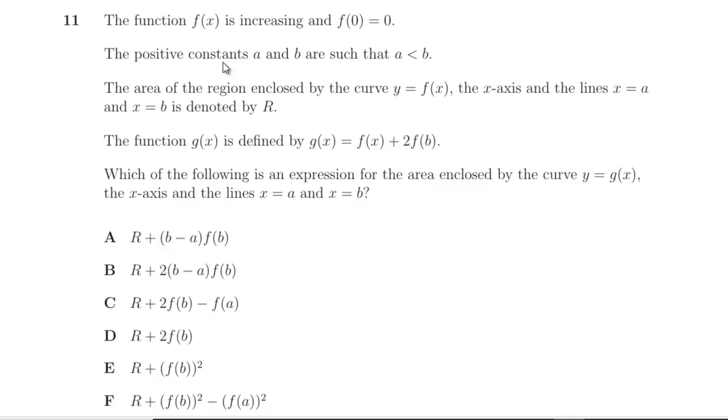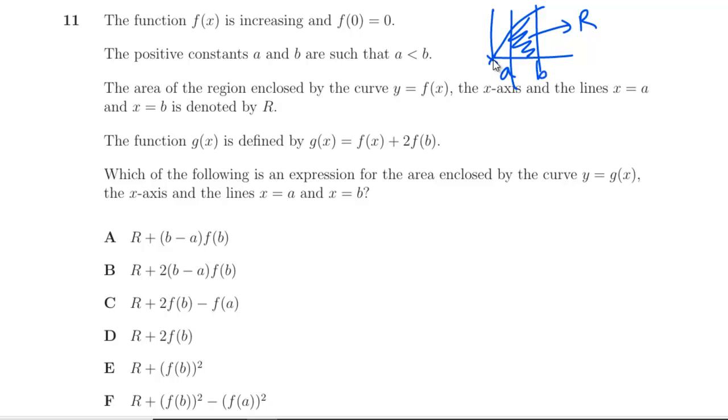Question 11, function f of x is increasing, f of 0 is 0. Positive constants a and b, a is less than b. The area of the region enclosed by the curve y equals f of x, the x-axis and the two vertical lines is denoted by r. So we've got some function f of x. F of 0 is 0 and it's increasing. So it's going through the origin, going up in some way. We've got two vertical lines and we're calling this thing r. A is less than b, so that's a, that one's b.